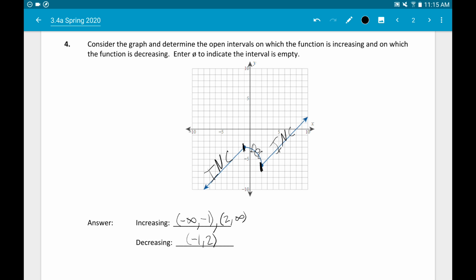Okay, so you'll see some graphical questions like that. Just keep in mind on your answers, the intervals you're listing, you're always listing x values. Okay, you're never listing y values on these answers.